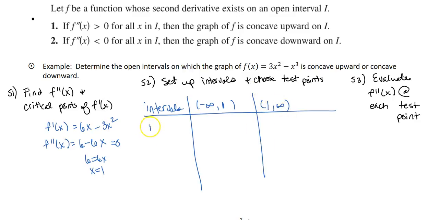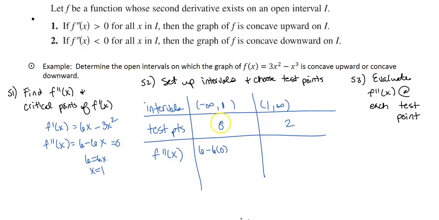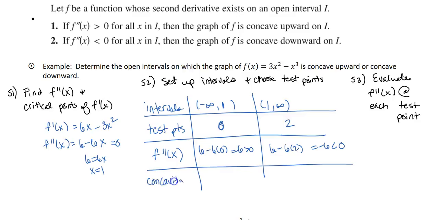So I'm going to pick test points. Let's do 0 and 2, and I'm going to plug into f double prime of x. So that'll be 6 minus 6 times 0, which is 6, so that's greater than 0. And 6 minus 6 times 2 is negative 6, so that's less than 0. So our concavity is that this is concave upward, and this is concave downward.